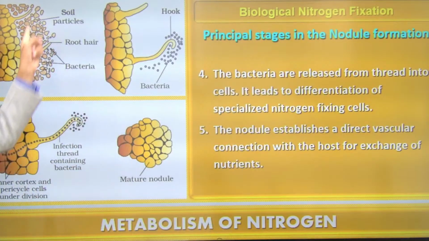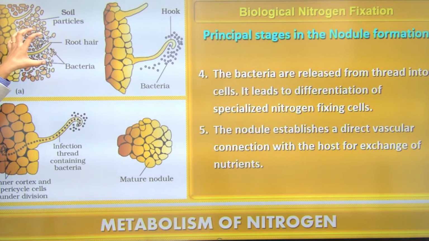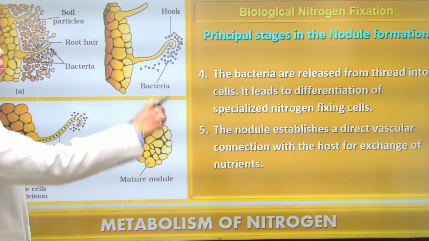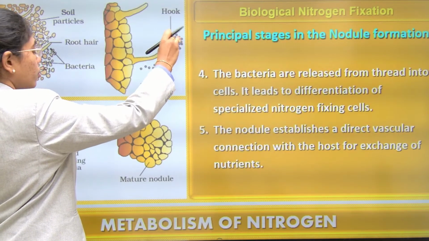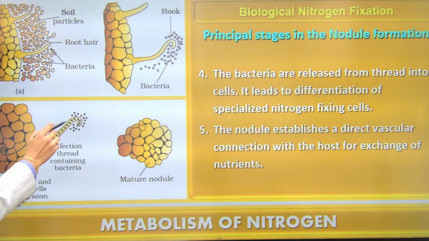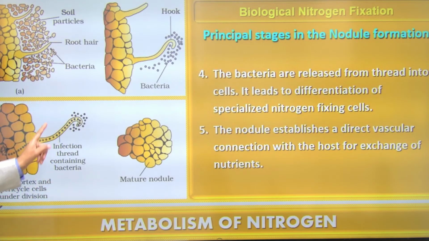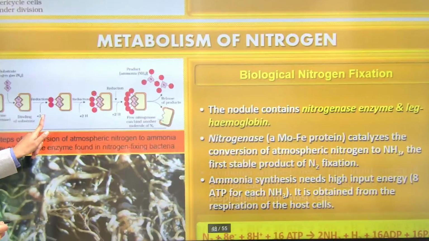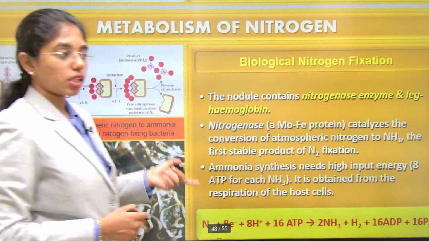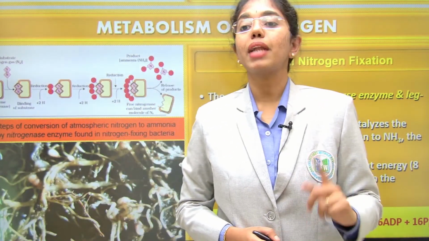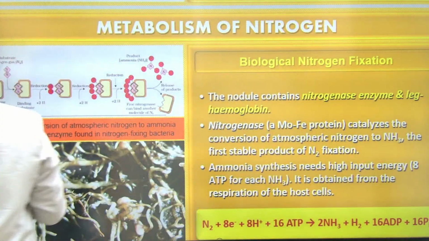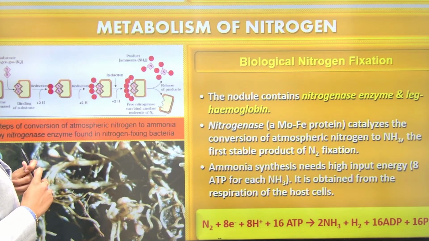Bacteria which are associated with the soil particles get aligned with the root, where the root forms a hook-like structure, and the bacteria close to it form what? An infection thread. Bacteria will infect the root hair, which forms an infection thread, and later this matures into a mature nodule. And that gives a pink color, because we have learnt nitrogen fixation is in the presence of the enzyme nitrogenase. Nitrogenase is sensitive to oxygen. Remember, nitrogenase is sensitive to oxygen.